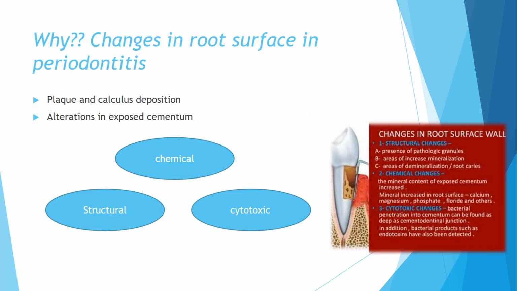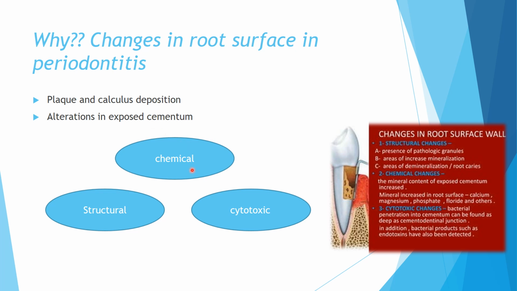So why is there a need for root planing or root surface debridement? Mainly due to the changes in the root surface in periodontitis, especially with the primary etiological factors, that is the plaque and calculus deposition, which leads to alterations in exposed cementum.